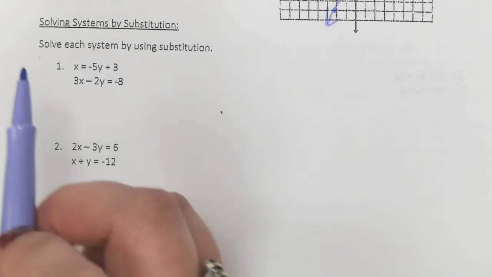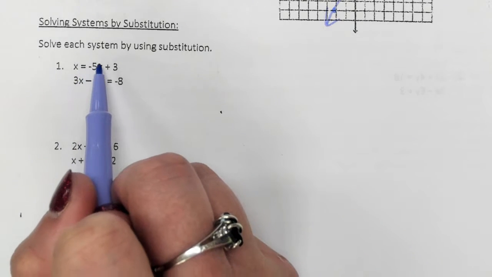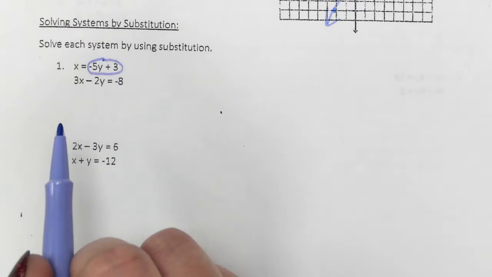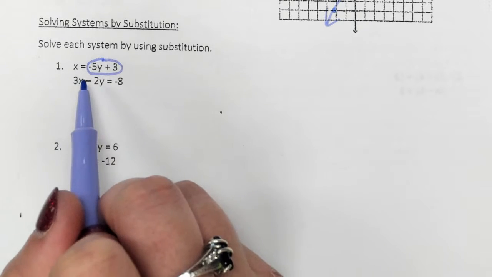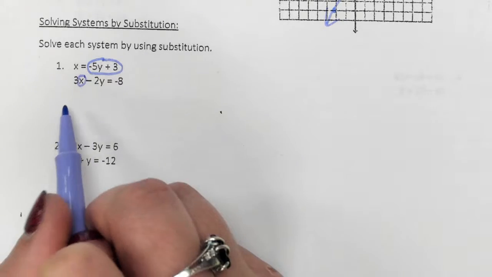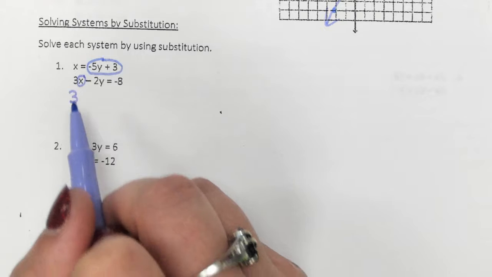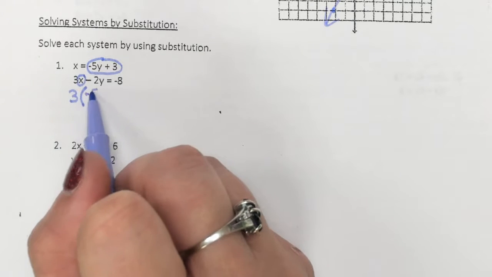So look right here. What can I substitute x for? Instead of x, what can I put in for x? Negative 5y plus 3. Do you see an x in the second equation? Right here, right? So we're going to say 3, but then we're not going to put x. We want to replace x with how much? Perfect.